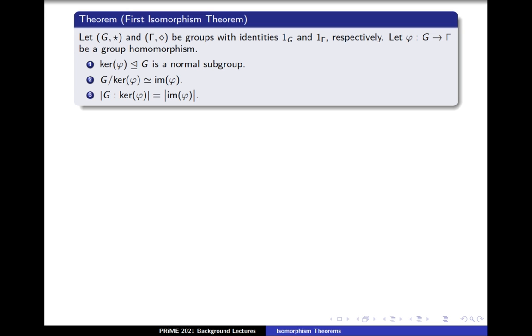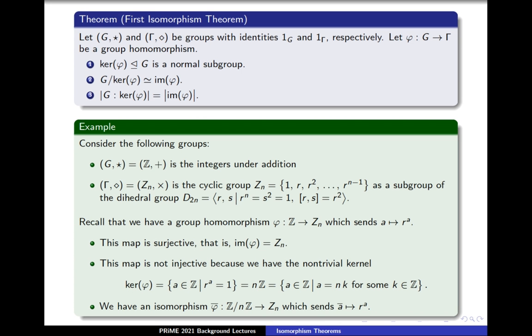Third, we have that the index of the kernel of phi inside G is equal to the size of the group image of phi. Let's consider the following example.